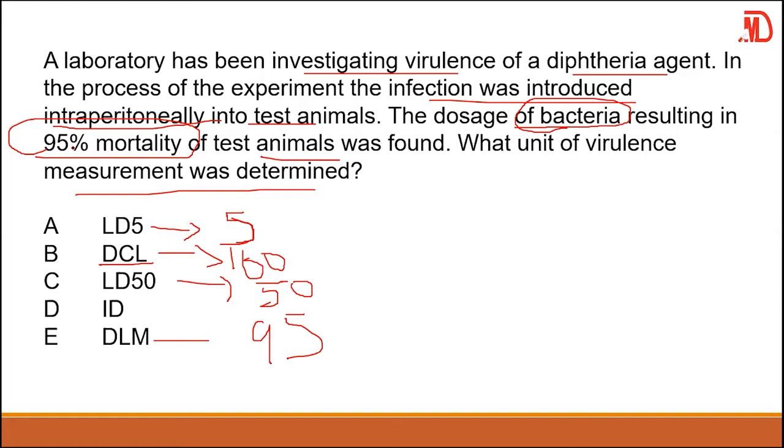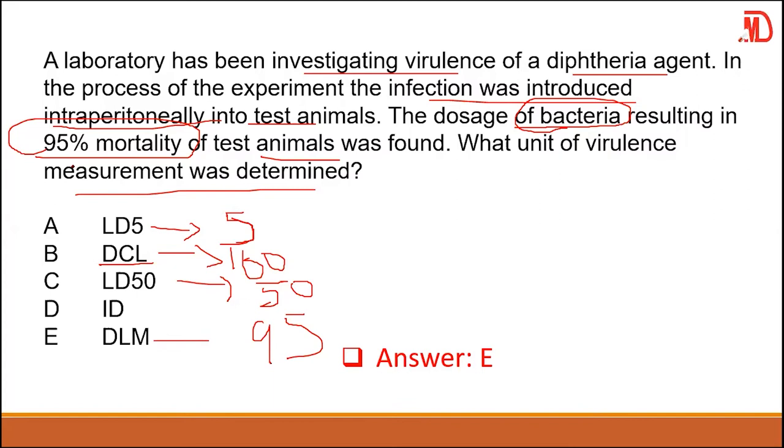These are the major units of measurement for virulence. Virulence: the ability to cause damage or to cause an infection. That is virulence. So over here, we are looking at 95%, and therefore, DLM. All right.